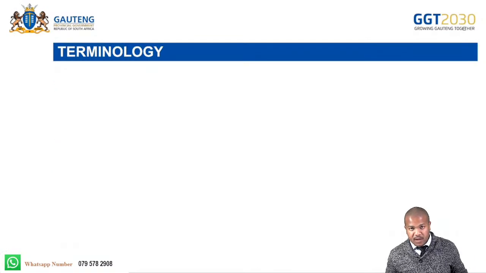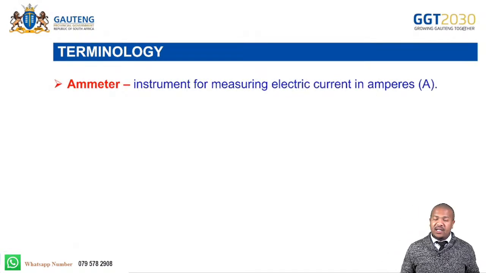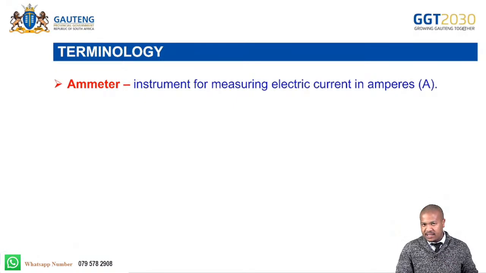Then we have ammeter. An ammeter is a component that is used in a circuit to measure electric current in amperes. So it is an instrument for measuring electric current in amperes in a circuit.